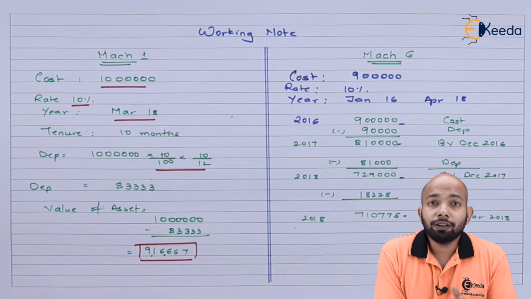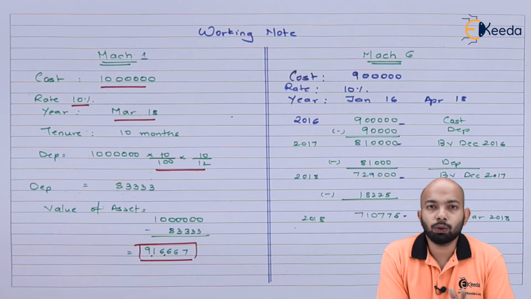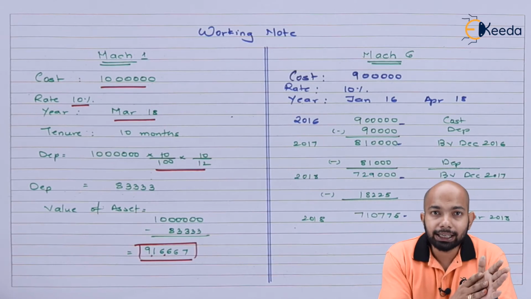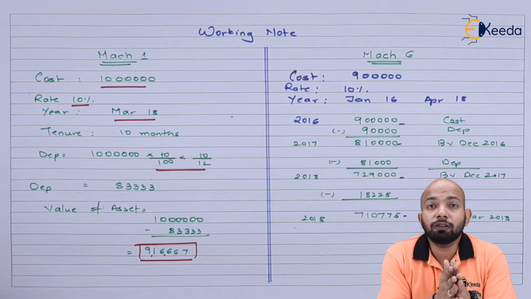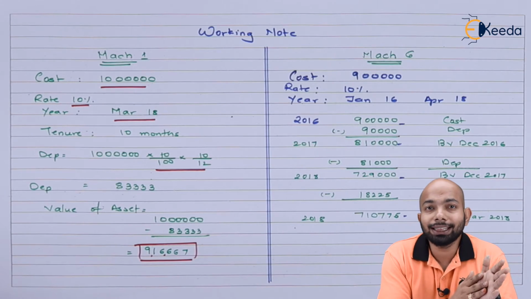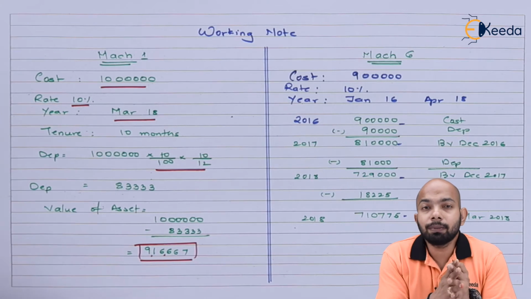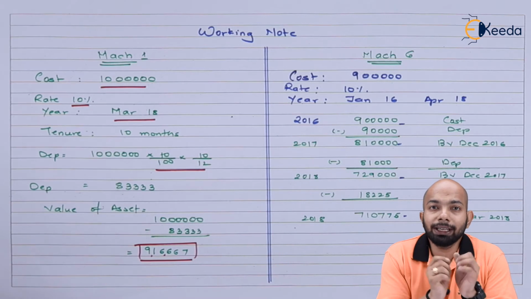So if you can see, we have done the working for machine number 2 as well. The cost of this asset was around 9 lakh rupees. The rate of depreciation is 10%, and the tenure which we have mentioned in the timeline is 2 years and 3 months. So from Jan 2016 until December 2016 we have a flat 10% depreciation on it, which will be 90,000.